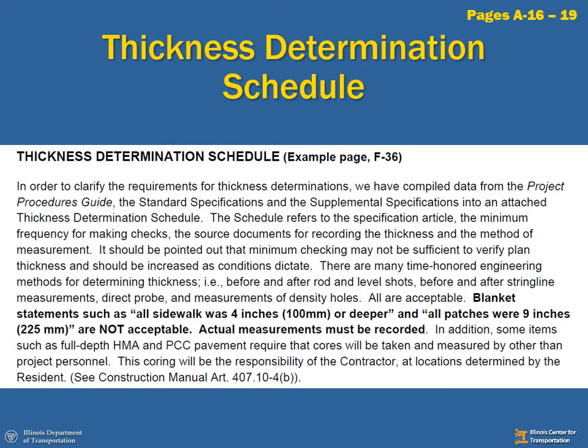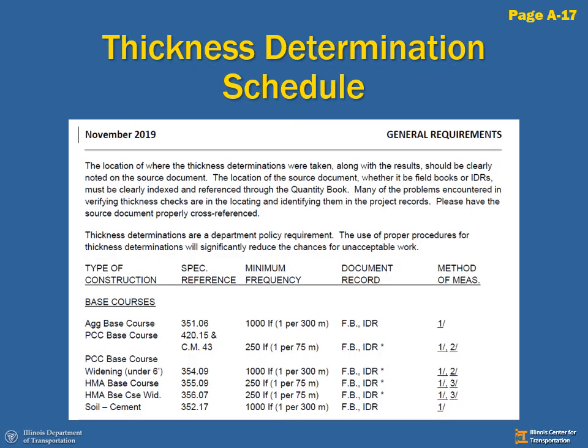On pages A16 through 19 in the doc guide is a section that describes the requirements for documentation of depth checks, or thickness determination schedule. I want to pull your eyes to this bold statement in the middle. It says, blanket statements such as all sidewalk was 4 inches or deeper and all patches were 9 inches are not acceptable. We need actual measurements to be recorded, individual readings at locations. Looking at page A17, this is the top of page A17 right here, and we have our thickness determination schedule. In this column we have the type of construction.